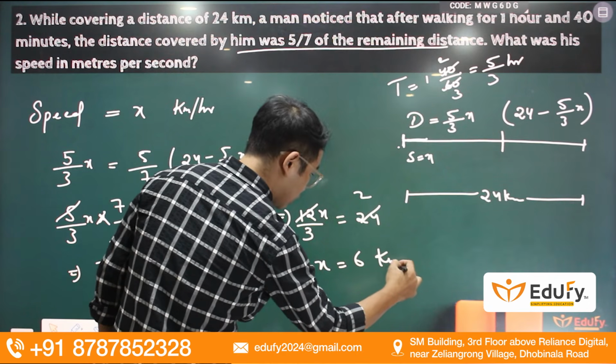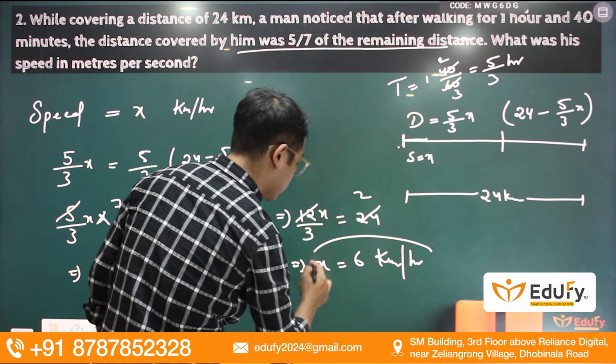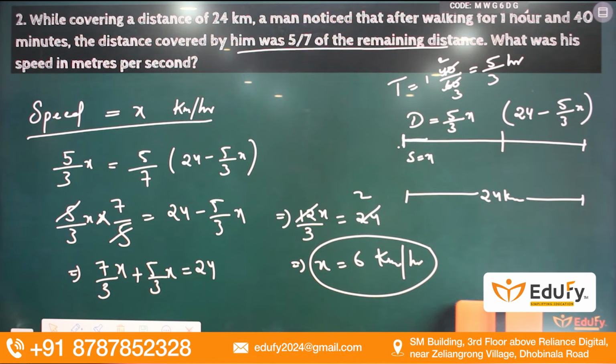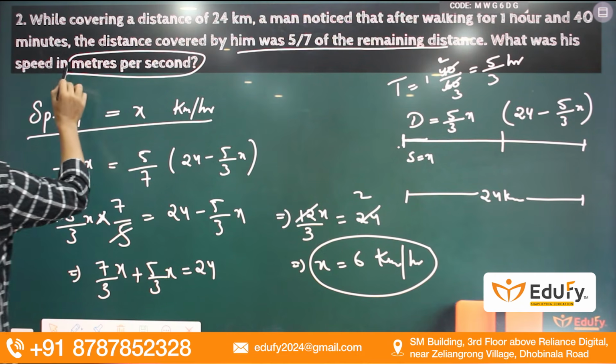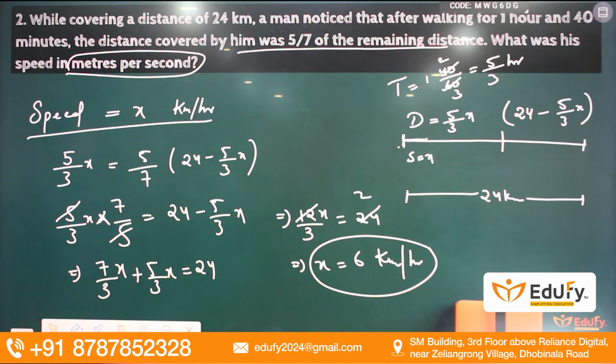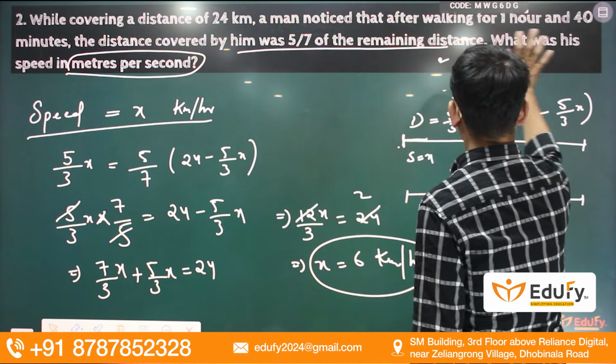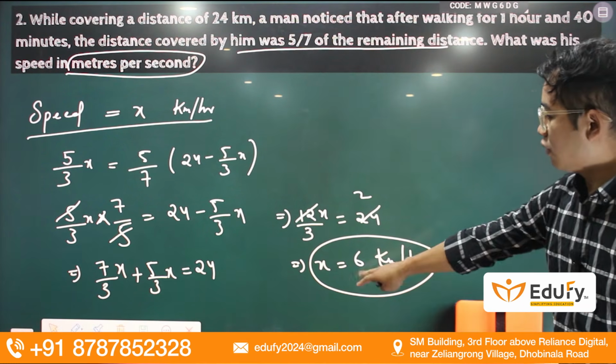Now this is kilometer per hour, because we took the value of x in kilometer per hour. But your question is asking you to find out the answer in meter per second, so keep that in mind. Let me rub this portion and do the calculations here. This is the value of your speed.